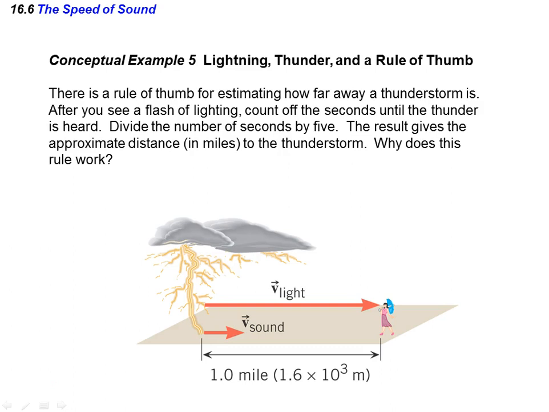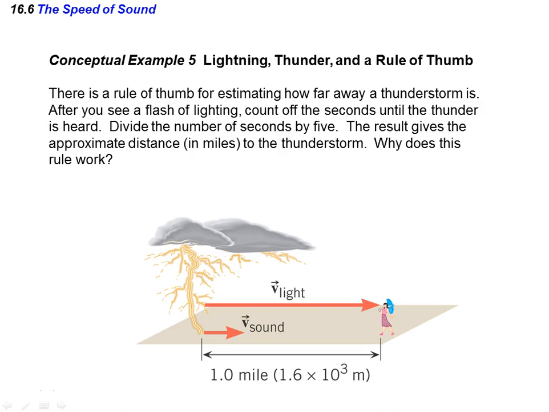So we can use this idea to bring up a conceptual example that maybe you've heard before, in a thunderstorm. There's a rule of thumb for estimating how far away a thunderstorm is. After you see a flash of lightning, you can count off the seconds until the thunder is heard. And if you divide this number of seconds by 5, the result gives you the approximate distance in miles to the thunderstorm. And so the question is, why does this work?